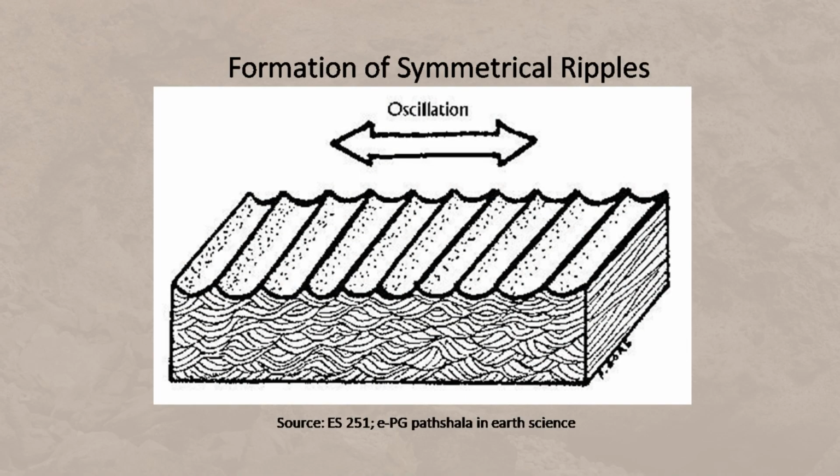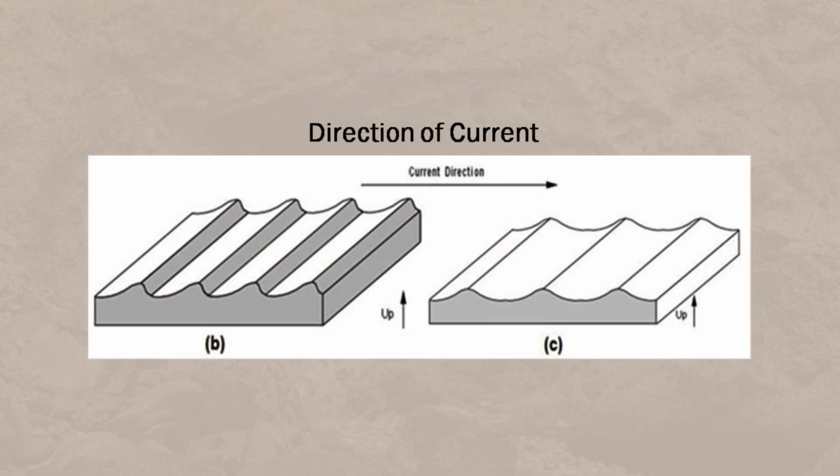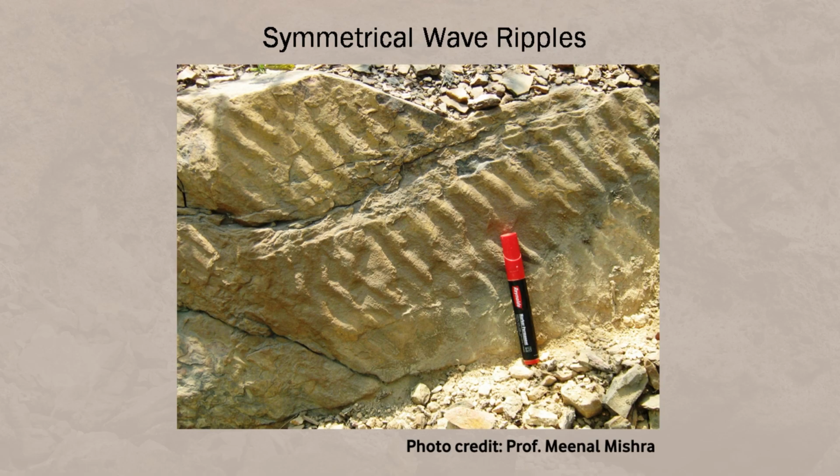Let us see a diagrammatic show of formation of symmetry. You can see that there is a water oscillation on two sides. So therefore, sometimes sediment goes to the right, sometimes sediment moves to the left. Therefore, the lee side and stoss side both are of the same angle. So therefore, they are called symmetrical ripples. This also tells you the direction of the ripple. Now you can see the sloping side will give you the direction of the ripple. Symmetrical wave ripples I just showed you earlier. This is another example of a symmetrical wave ripple. Both sides, lee side and stoss side, are of the same angle.